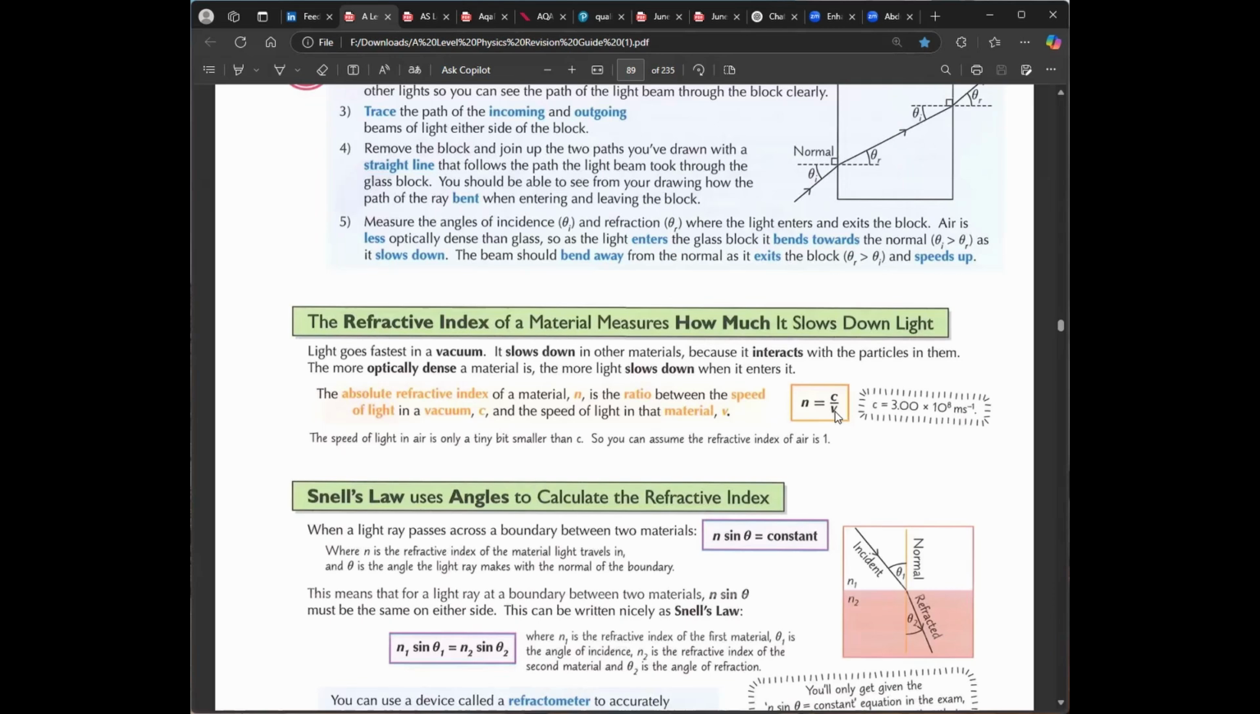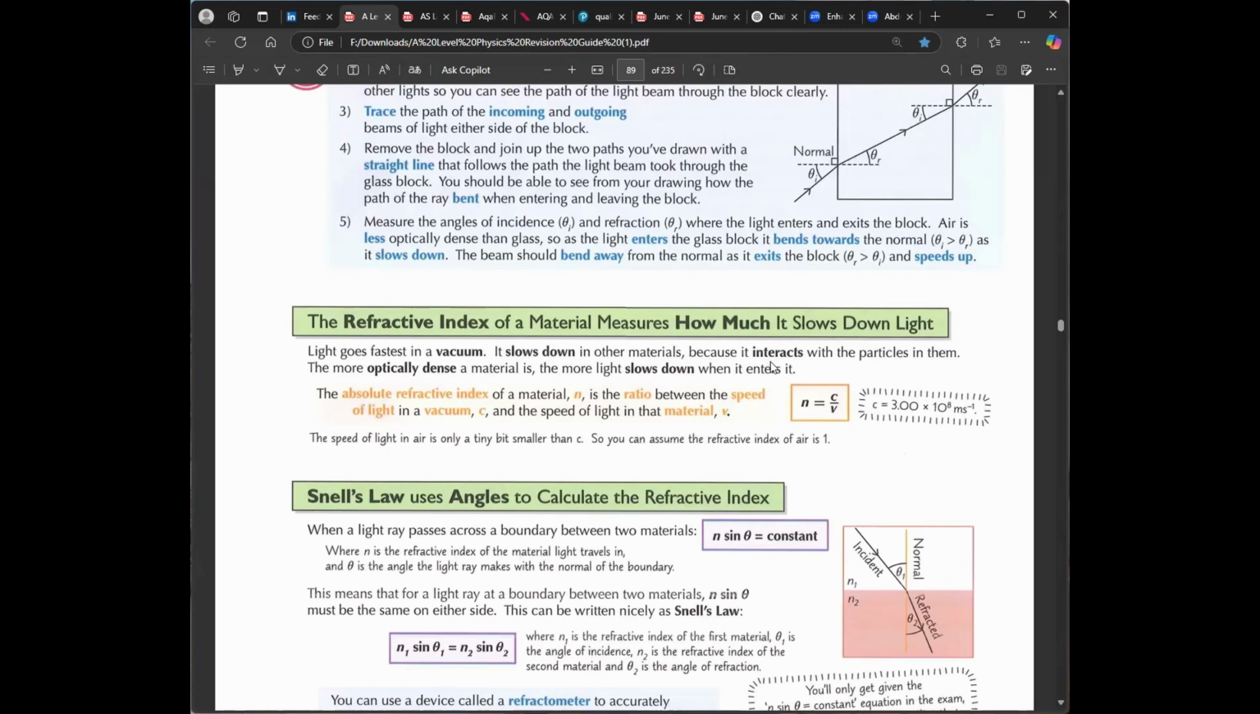Basically, we are comparing the velocity of light through that material to the speed of light in vacuum. So c is the speed of light in vacuum, and v is the speed of light in that material. That's why refractive index is equal to c over v, and it is always greater than 1, because light can never go faster than when it goes through vacuum. So that's why it's always greater than 1.